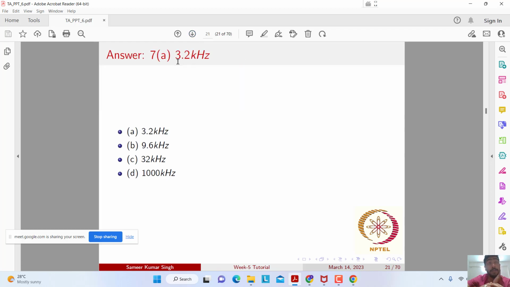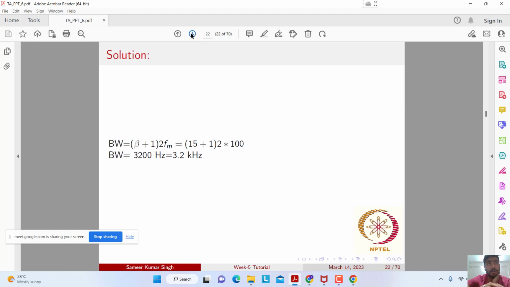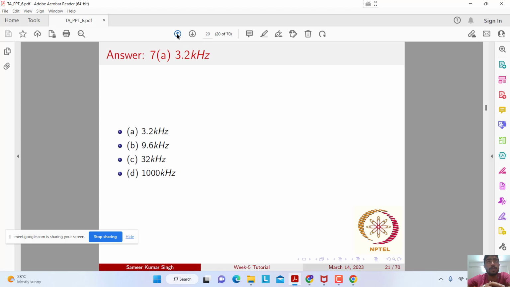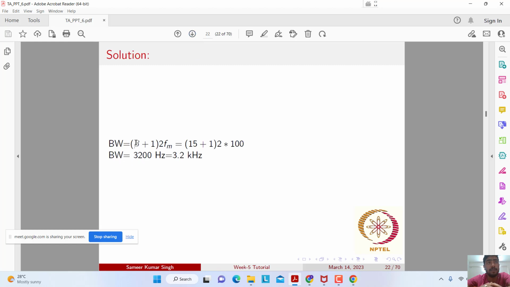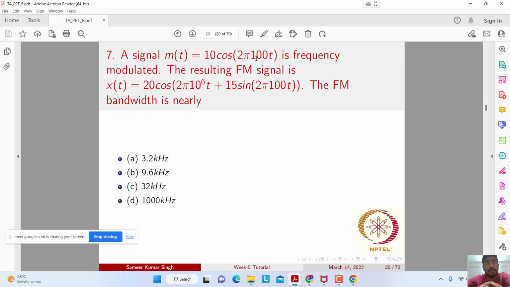Okay, the answer will be the part that is 3.2 kilohertz. So that is the explanation. Basically, we have m(t) and we have x(t). To calculate the bandwidth, we have Carson's rule, that is (beta plus 1) times fm. So we require two terms, beta and fm. Okay, so fm we can get from there, and beta.